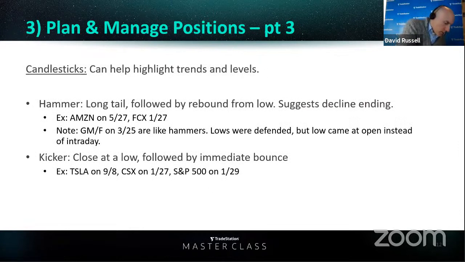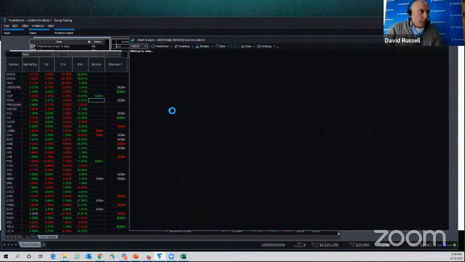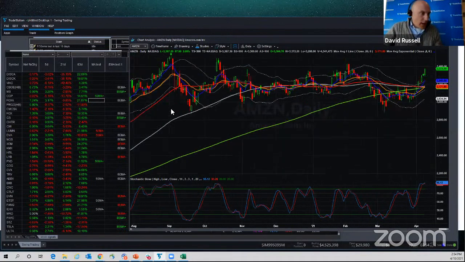Okay. Some more examples of ways to use candlesticks that I think are important. A hammer is when you have a long tail to the downside and it follows a move to the downside. So a stock is falling and then suddenly it tries to fall and it comes back. So take a look at Amazon back here in May of last year.